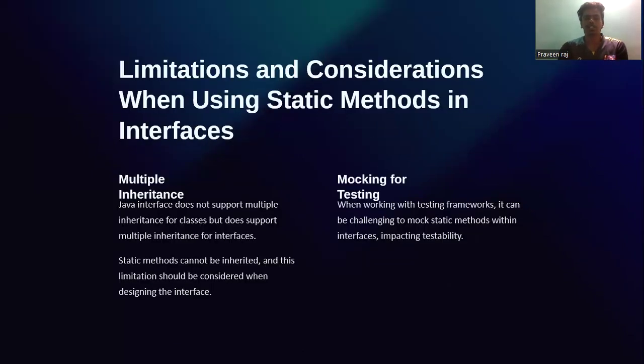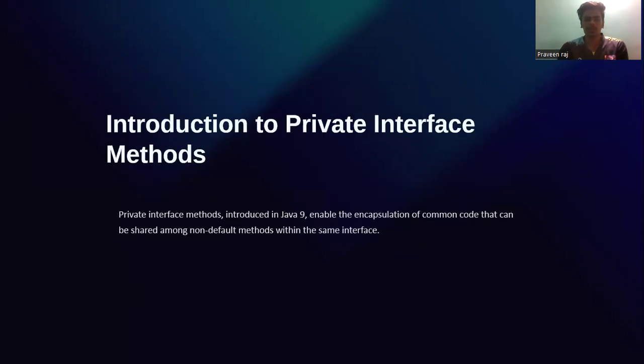Limitations and considerations when using static methods in interfaces. Multiple inheritance: Java classes do not support multiple inheritance, but interfaces do support multiple inheritance. Static methods cannot be inherited, and this limitation should be considered when designing the interface. Mocking for testing: when working with testing frameworks, it can be challenging to mock static methods within interfaces, impacting testability.